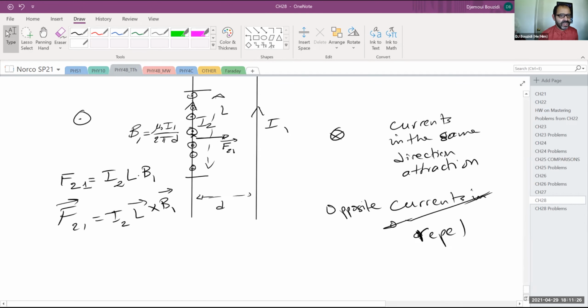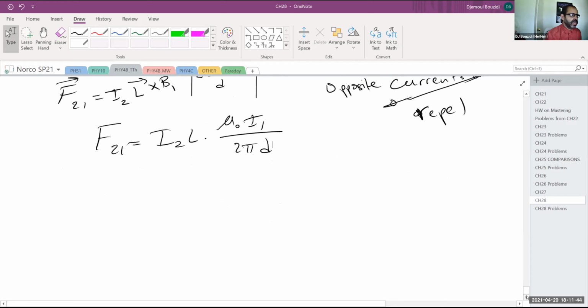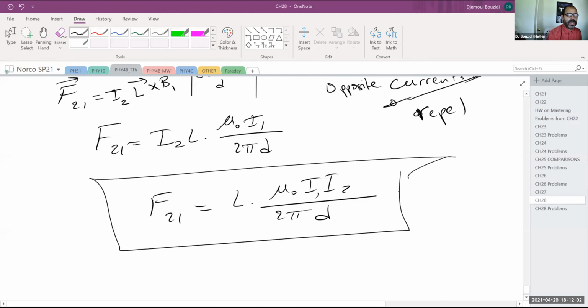Now, the magnitude of this force is simply F on 2 due to 1 equals I2 times L times B1. And B1 is mu naught I1 divided by 2 pi times the distance between them. So in this case it is L times mu naught times I1 times I2 divided by 2 pi times the distance between them. So now we have that expression, and you will need it for this problem.